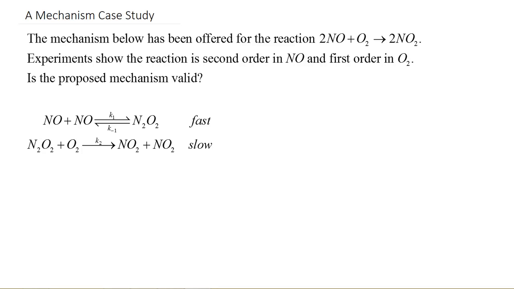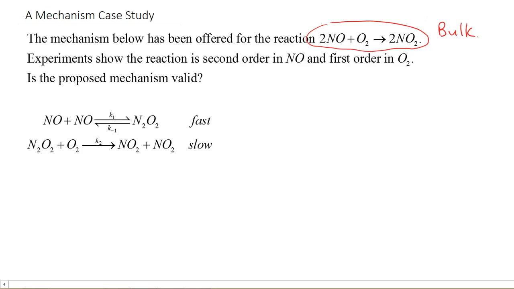So the big concept here is that we have a reaction, which is two NOs plus an O2 reacts to make two NO2s. This reaction is given to us and we're told that it's a bulk reaction. We know it's a bulk reaction because someone has proposed a mechanism. There's a proposed mechanism for it right down here. So only a bulk reaction would have a mechanism related to it.